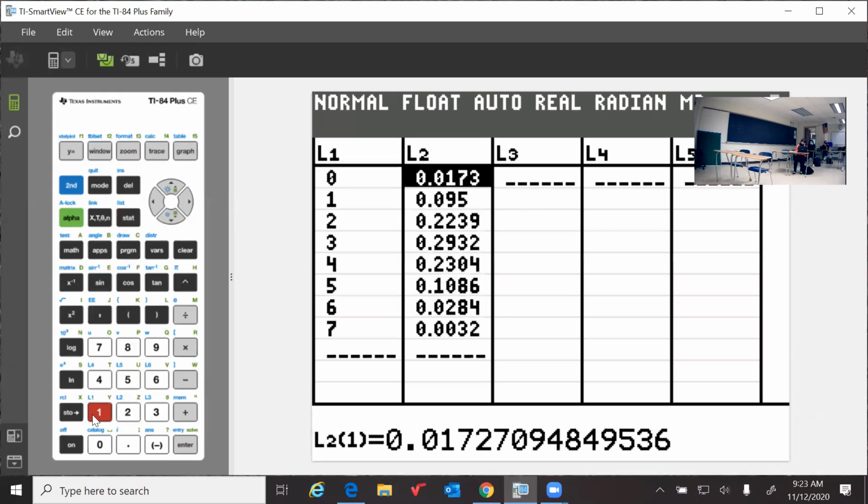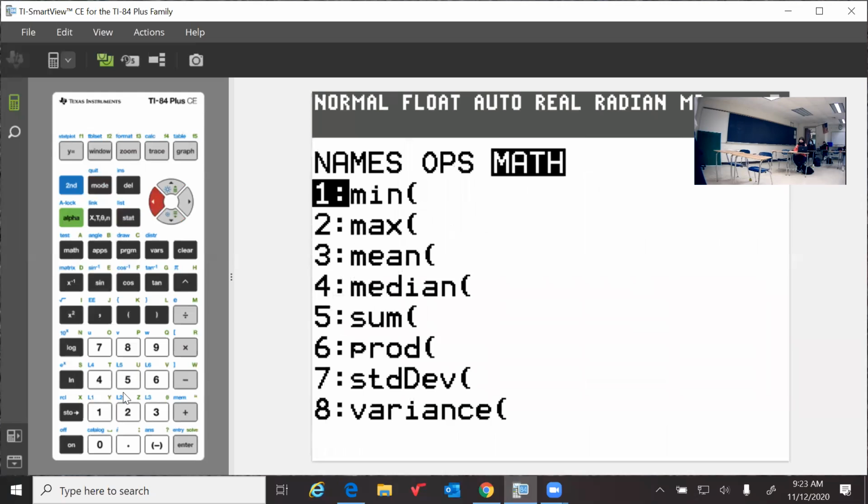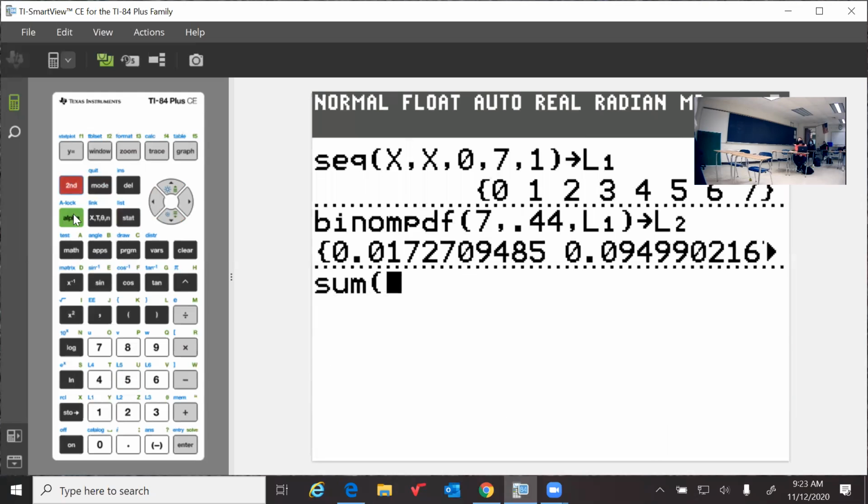Stat, edit. There are all the individual probabilities. Think what this means. The sum of list 2 has to be equal to 1, because they're the only things that could possibly happen. You've got these 7 elk, either 0 survive, or 1, or 2, up to 7. If I go back here and say, what's the sum of list 2? We get a 1.